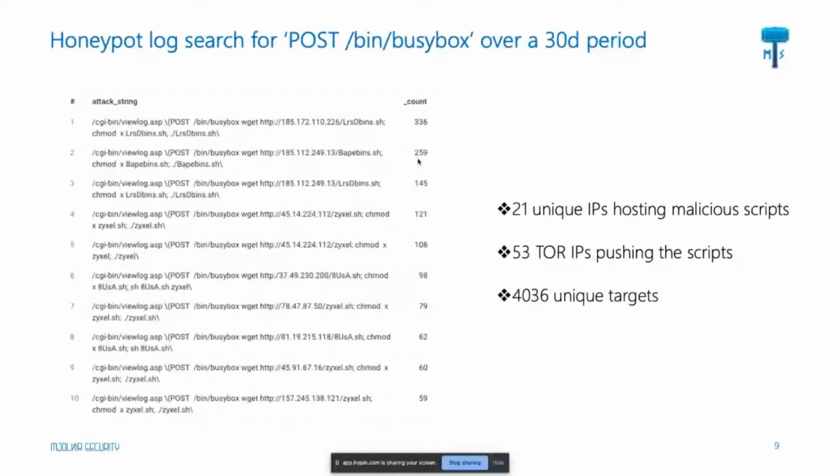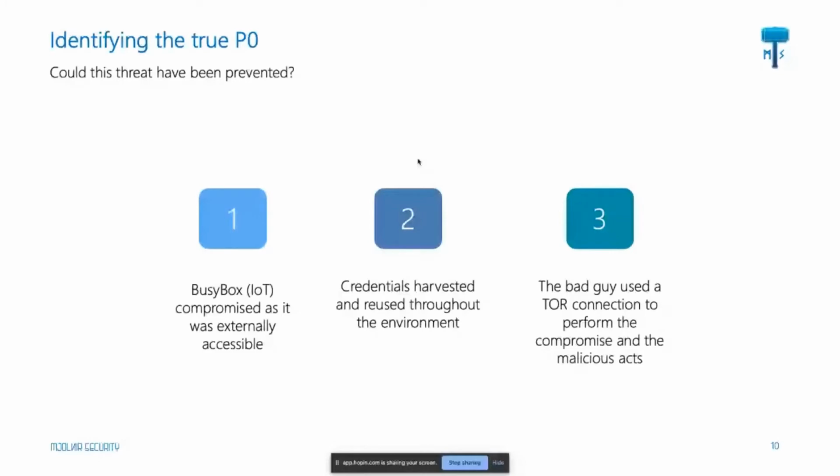Now, in this, do you think it could have been prevented? BusyBox IoT was compromised as it was externally accessible. In the client's case, this device had no reason to be externally accessible. The client also did not go through a firewall review or anything else, so there were too many things missing in that case. The credentials that were harvested from the domain controller were reused throughout the environment. Like I mentioned, they had some admin passwords that were not changed for a decade. Just imagine, the password policy probably has not even changed in a decade, no matter what the client may claim.